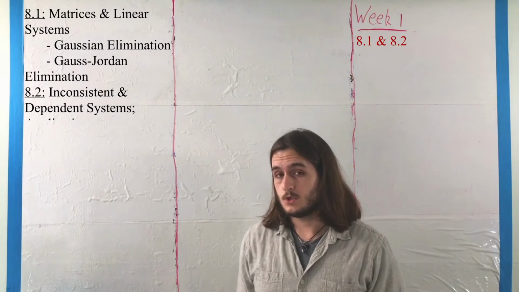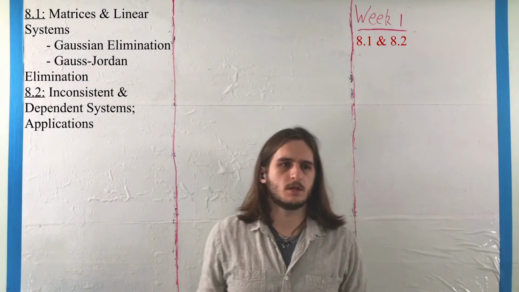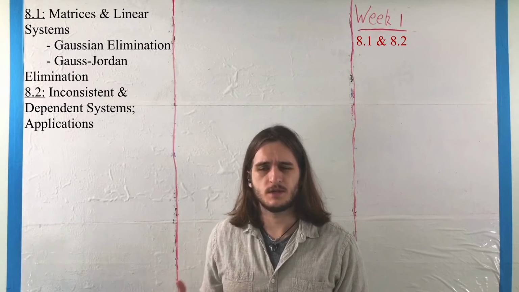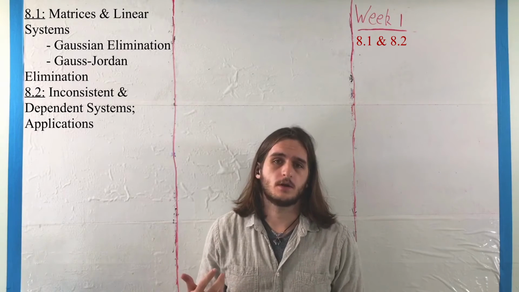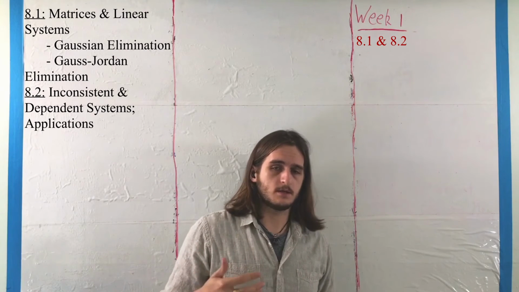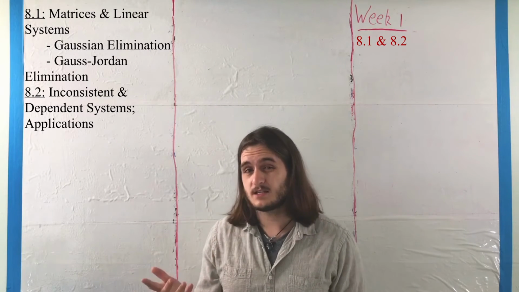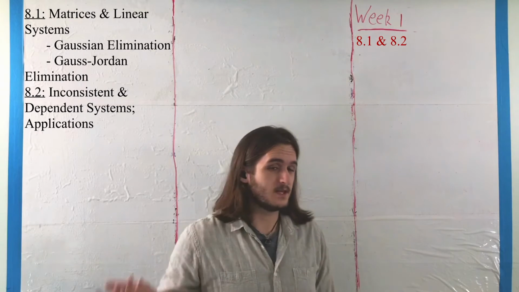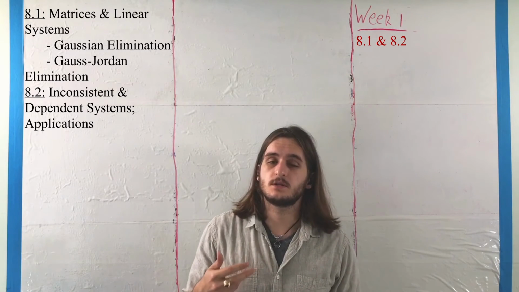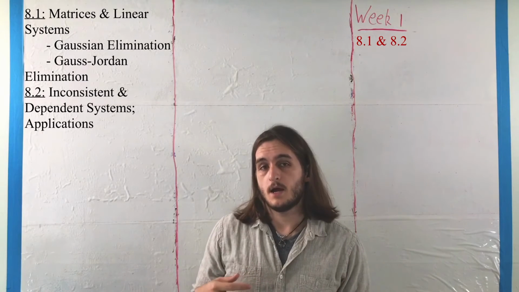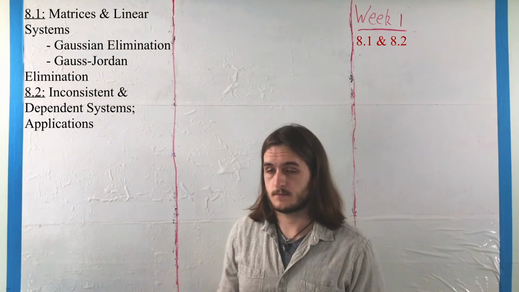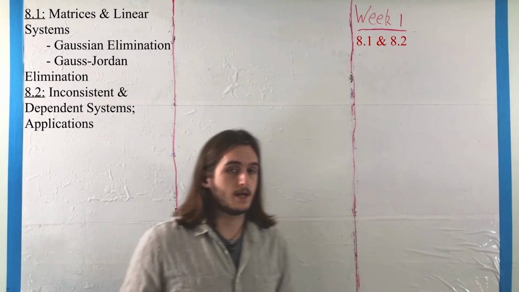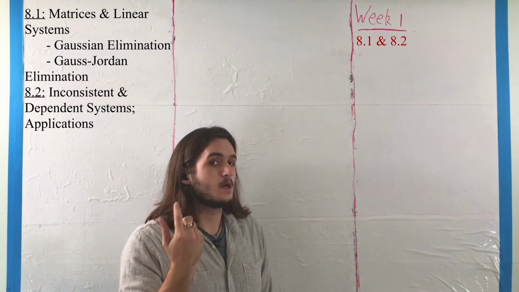And then in 8.2, we're going to talk about more stuff with how these solutions can, in a sense, go wrong. That is to say, we're going to look at when these systems either don't give us any solutions, as well as when they give us an infinite class of solutions, along with a quick bit on applications for these types of problems.